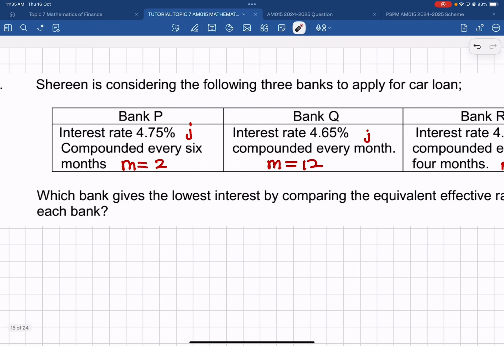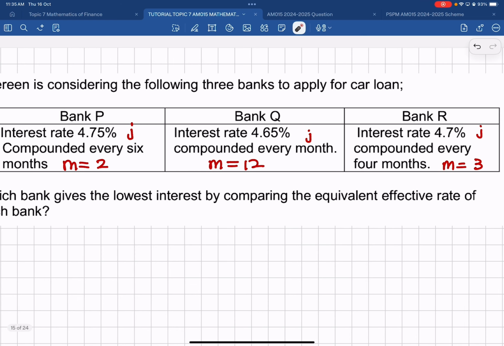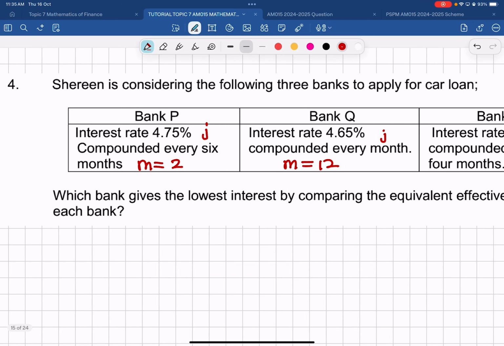Okay. Dia nak buat apa ni? Dia nak buat loan. Kalau nak buat loan, kita nak tengok dari segi apa? Lowest interest. So, kita akan buat apa? Equivalent effective rate ni. Kita kena cari guna formula apa? RE 1 plus I power M minus 1.